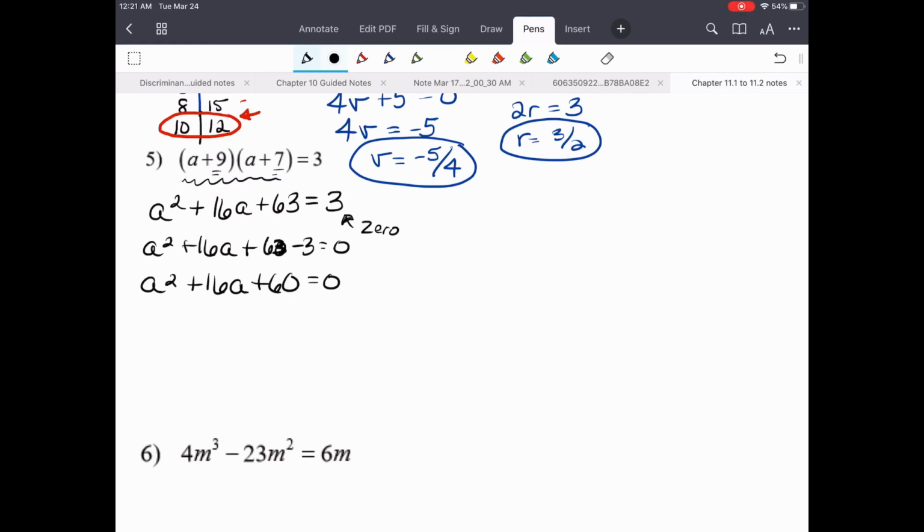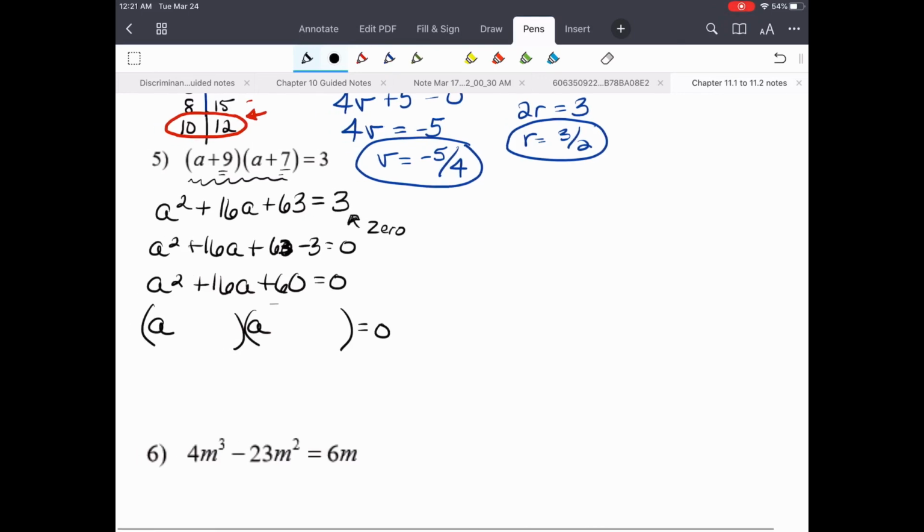60 equals 0. Then I'm going to factor, just using the product sum method. And this is one of those problems where I can kind of see what 60 is, but I'm just going to write it out anyway. 60 is our product number, so we're going to do 1 and 60, 2 and 30, 3 and 20, 4 and 15, 5 and 12, 6 and 10. And bingo, there it is, 6 and 10.